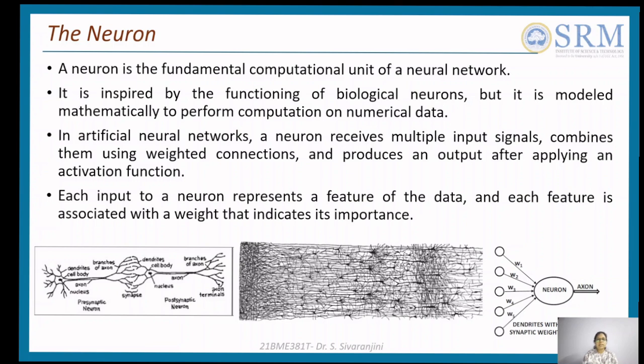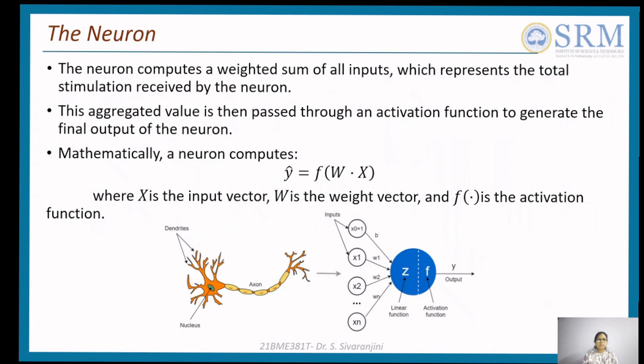So each input will be a feature to the network. Each feature will have a weight, or an importance, showing how important that particular feature is. Based upon that only, we will be able to compute, right? And moving on to the mathematical computation, different points or inputs are given to a neural network. Here it is mathematically represented as y = f(w·x), right?